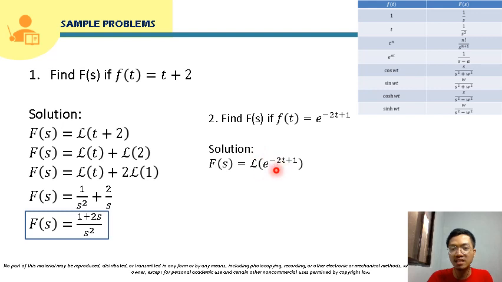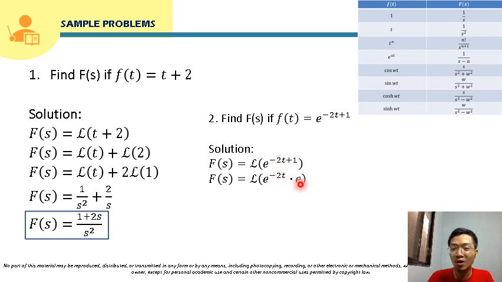So we have to resolve first this e raised to negative 2t plus 1 in such a way that the plus 1 will be removed from the exponent. Here we can use the law of exponents. We know that e raised to negative 2t plus 1 is just equivalent to e raised to negative 2t times e raised to 1, and e raised to 1 will just be e. This is equivalent to this.